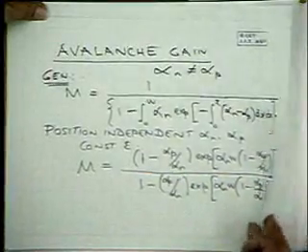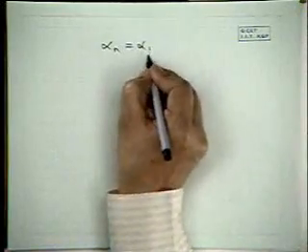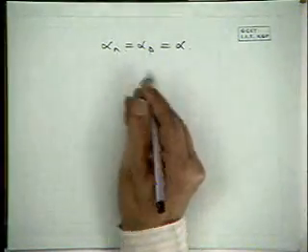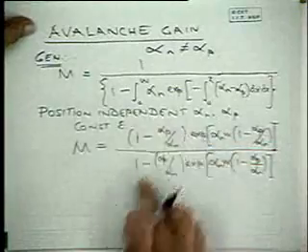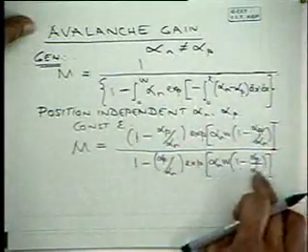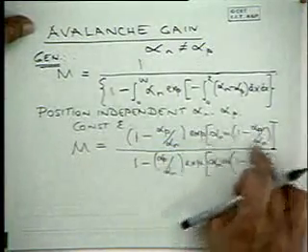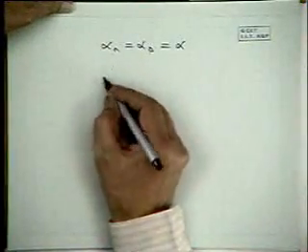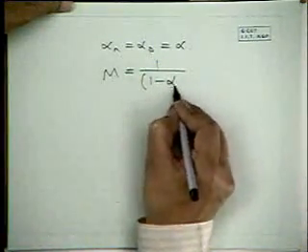Now, if we put alpha n equal to alpha p equal to alpha, then of course we get a simple condition. So this is 1. This is 1. 1 minus 1 is 0, so e to the power 0 is 1, so this is simplified, and you get M is just equal to 1 over 1 minus alpha W.